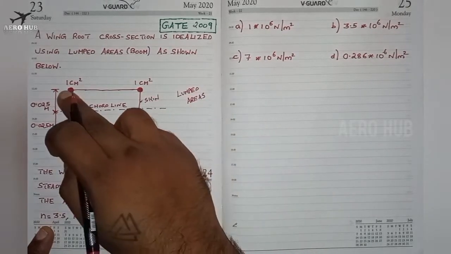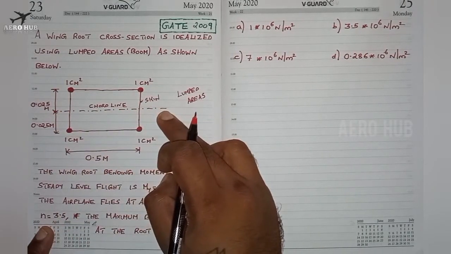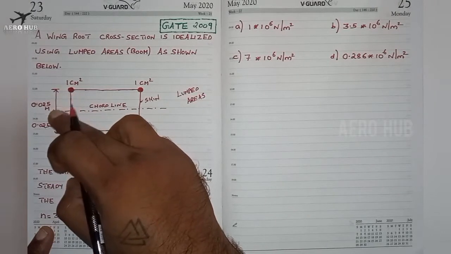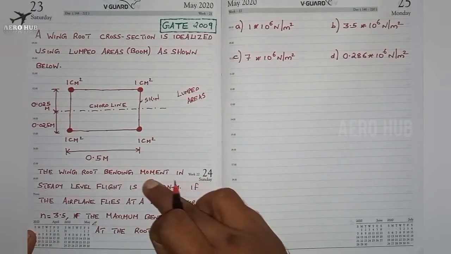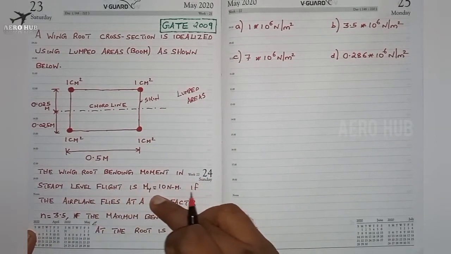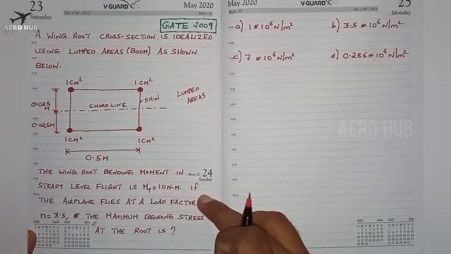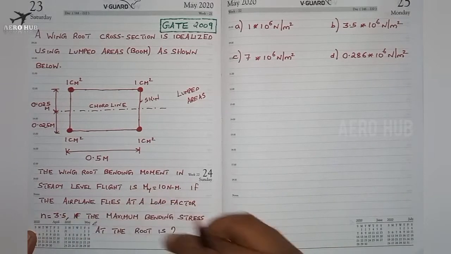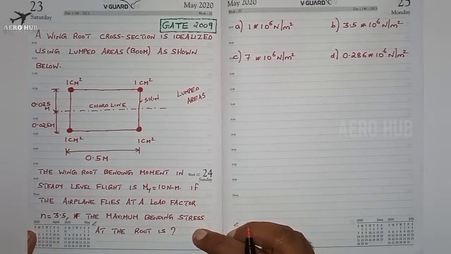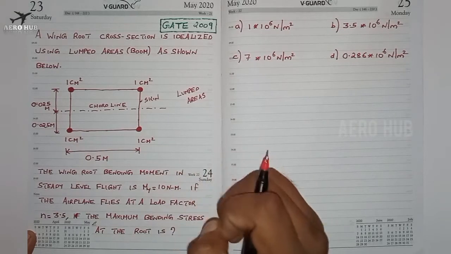Each boom area is 1 centimeter square, and this is the center line, the chord line of the wing section, and each boom area is 0.025 meter from the chord line. The wing root bending moment in steady level flight is 10 Newton meter, My, moment acting along the y direction. If the airplane flies at a load factor n equal to 3.5, the maximum bending stress at the root is... So we have to find out the value of bending stress acting on each boom area.